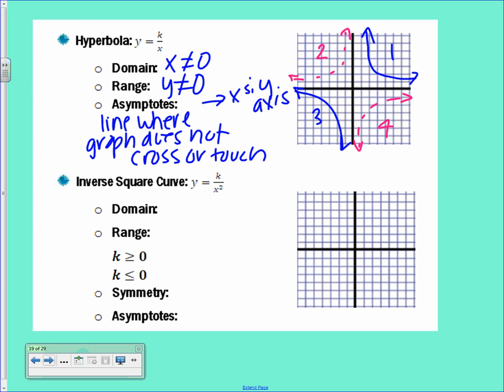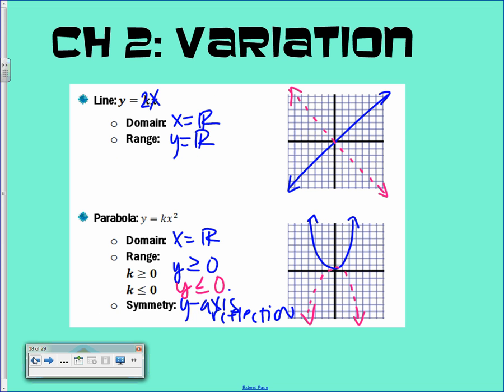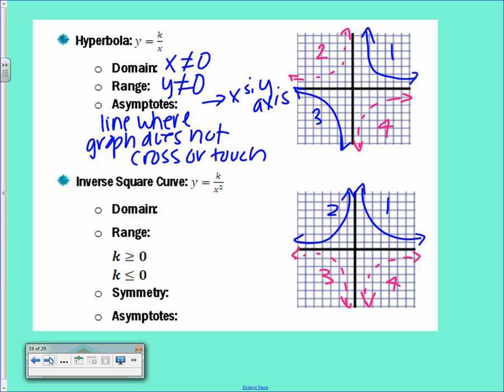And then we also had the inverse square curve. The difference here is it's k over x squared. And the difference in the graph is now the branches are side by side. So the positive is in quadrants 1 and 2, and then the negative graph is in quadrants 3 and 4. How I remember it is the x squared over here: the parabola had pieces side by side, and now so does the inverse. They're side by side. This one just has a break in it. So the domain, just like the hyperbola, is x cannot equal 0.